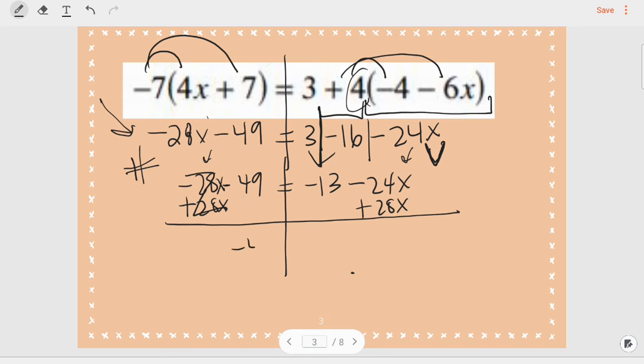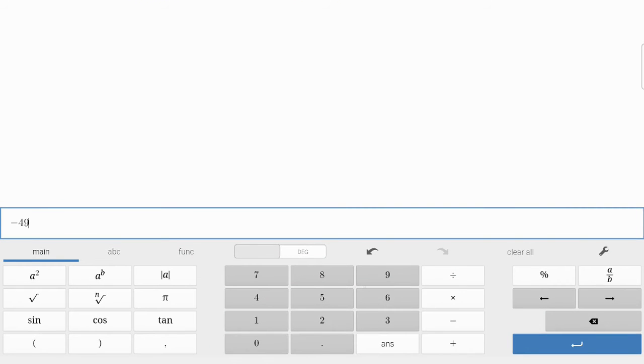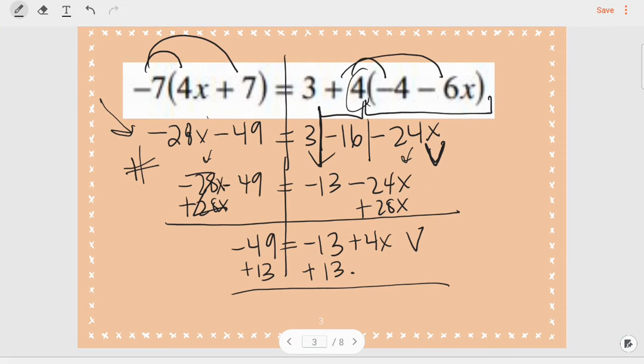That zeroes out. I'm left with negative 49 is equal to negative 13. Negative 24 plus 28 is a positive 4x. I'm going to continue. This is my variable side, so let's get rid of negative 13. The way I do that is doing the opposite. Positive 13 plus 13. Negative 49 plus 13 gives me negative 36 is equal to 4x.